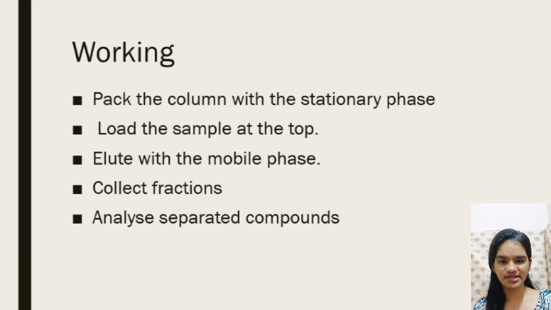Now let's see the working procedure of column chromatography. The sample is added along with the mobile phase at the top of the column, and the mobile phase is continuously added to the column during the separation process.